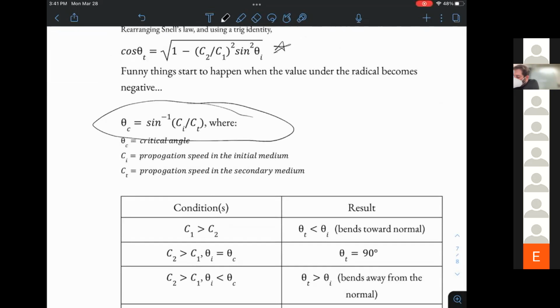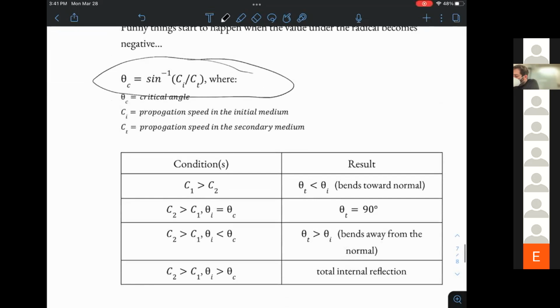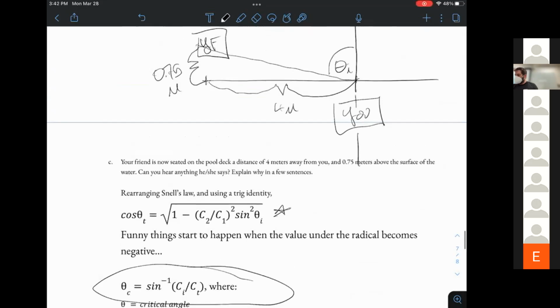So find that critical angle, and once you know that, then we can look at some conditions to see what happens under those conditions. So if C1 is greater than C2, and we're talking about propagation speeds in the two mediums here, which you already know because you already calculated them, then that sound wave bends towards the normal. Theta T ends up being smaller than theta I. So, something like that, I guess, right? Okay?